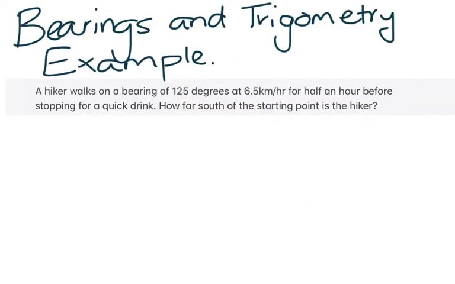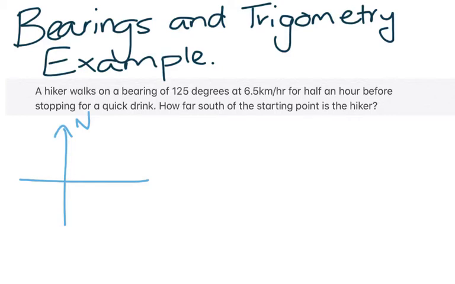So we'll just quickly do an example of bearings with trigonometry. A hiker walks on a bearing of 125 degrees at 6.5 kilometres per hour for half an hour before stopping for a quick drink. How far south of the starting point is the hiker? So, a couple of things. We need to draw a diagram. I always start just by drawing the compass because then I can draw my diagram on here, and then if I need to, I can draw it a little bit bigger later.